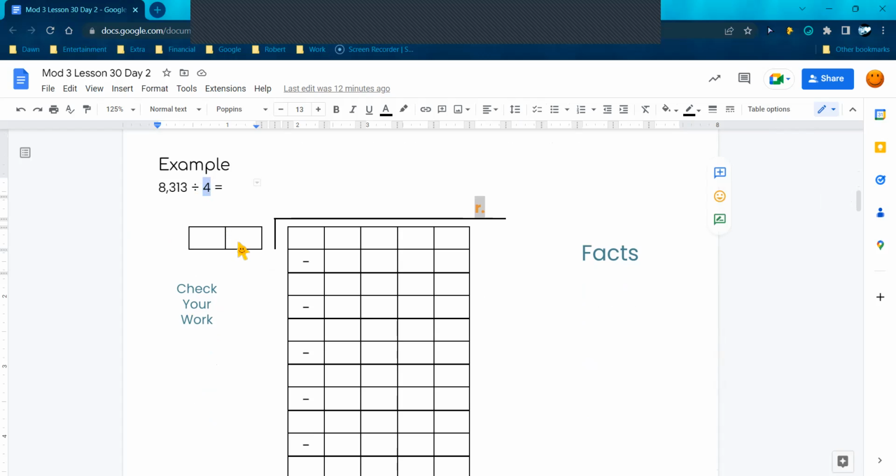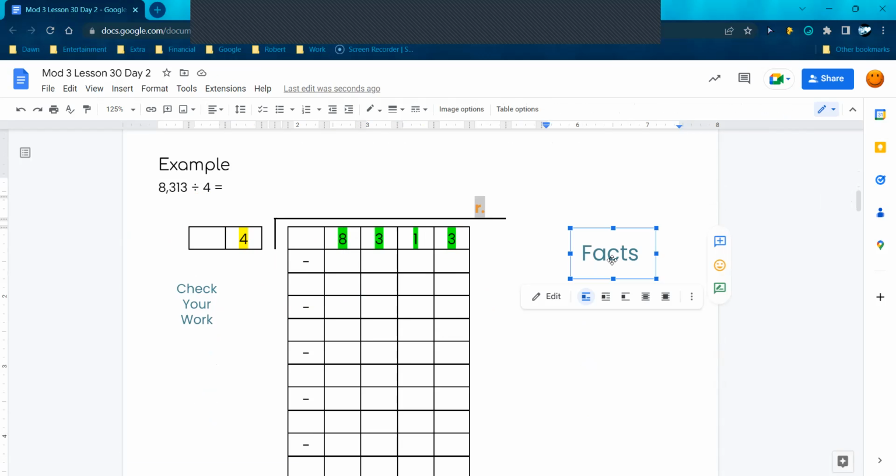So we know right here, this 4 is our divisor. So I'm going to put it right there. And then we have 8,313. Okay, you guys, looks scary, but we got this. First thing we do is we look at this 4 and we see how many times it goes into 8. Okay, I'm struggling with knowing how many times 4 goes into 8.